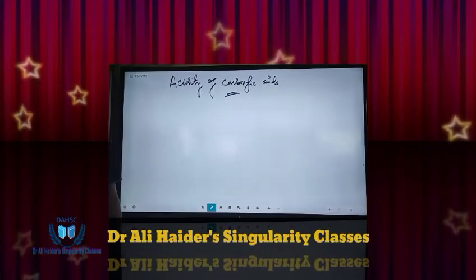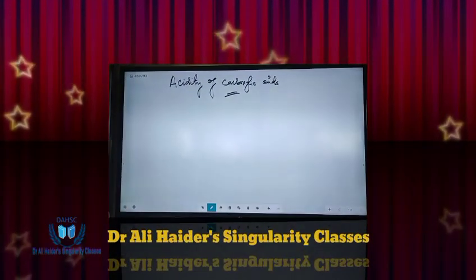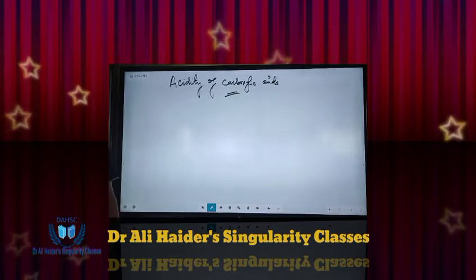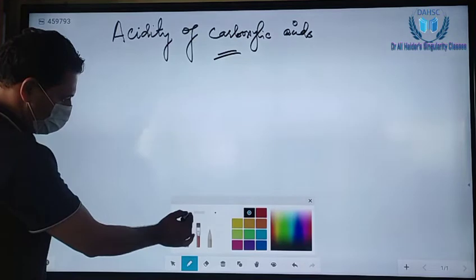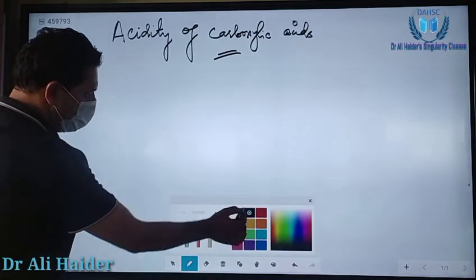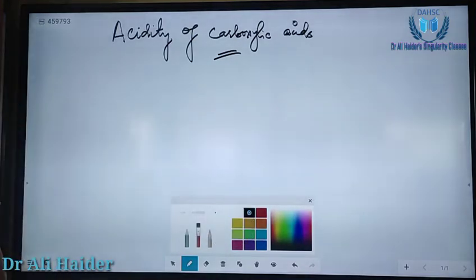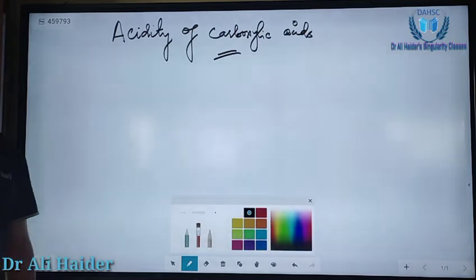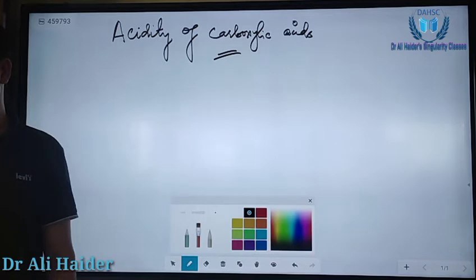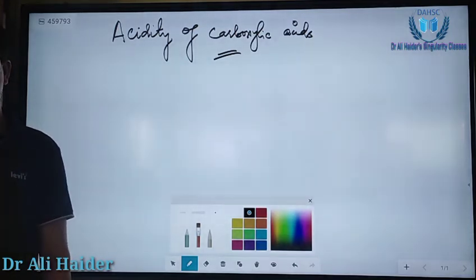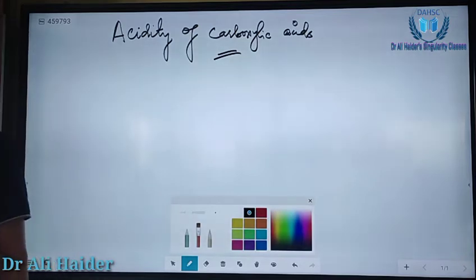Now today's lecture is based on acidity of carboxylic acid, right? In the earlier lecture we talked about the synthesis of carboxylic acid. In today's lecture we will be discussing acidity of carboxylic acid. Now how can you define acidity? Any substance which can donate H plus ion, we call it an acid.